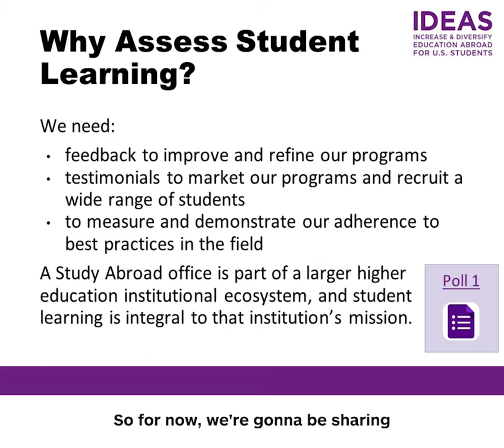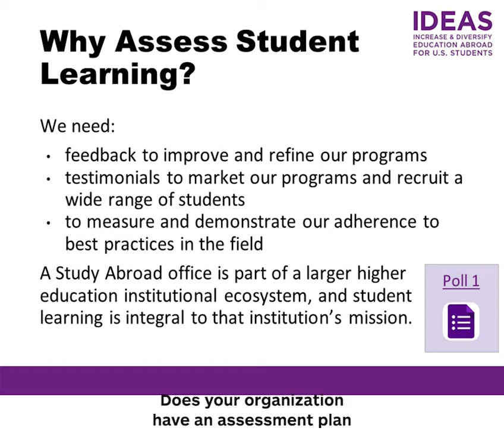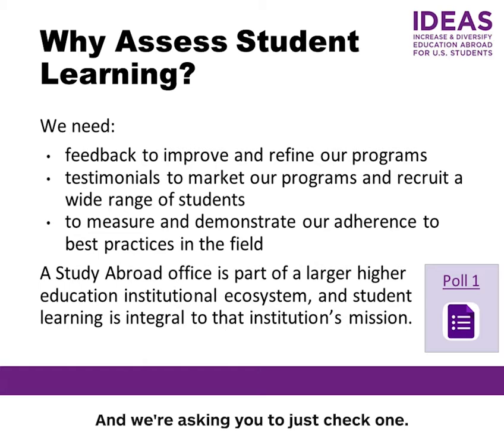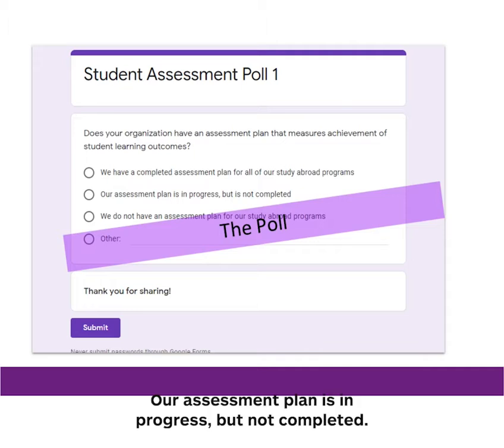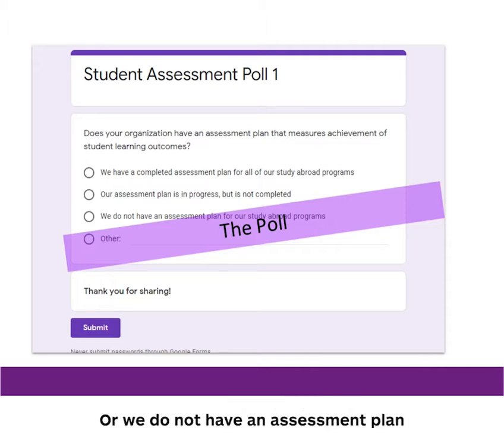So for now, we're going to be sharing a link to an anonymous poll, and I see Amy has put that in the chat. We're going to ask you to complete that. It just has one question. Does your organization have an assessment plan that measures achievement of student learning outcomes? We're asking you to just check one. We have a completed assessment plan for study abroad programs. Our assessment plan is in progress, but not completed, or we do not have an assessment plan for our study abroad programs. And we'll take it over to you, Gabe, to see what people came up with.